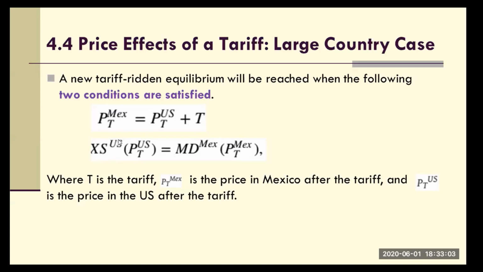Then the US export supply at the US tariff price is equal to the import demand of Mexicans at price PT Mexico. T indicates the tariff, where T is just a tariff, PTMX is the price in Mexico after a tariff, and PTUS is the price in the US after a tariff. So we can say the price after tariff.